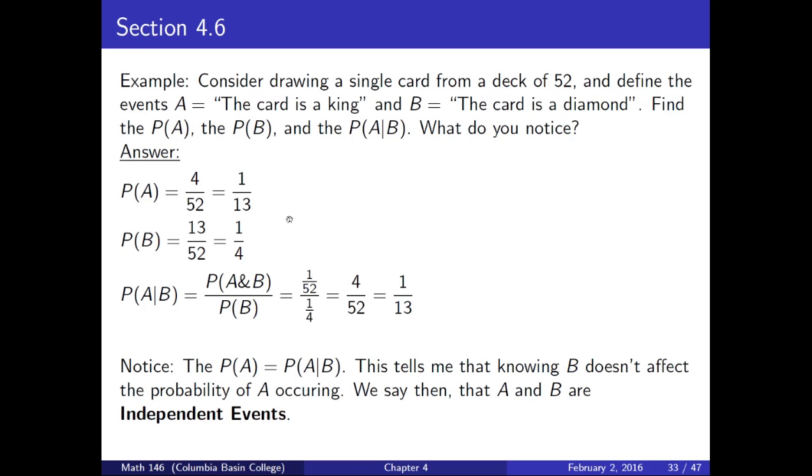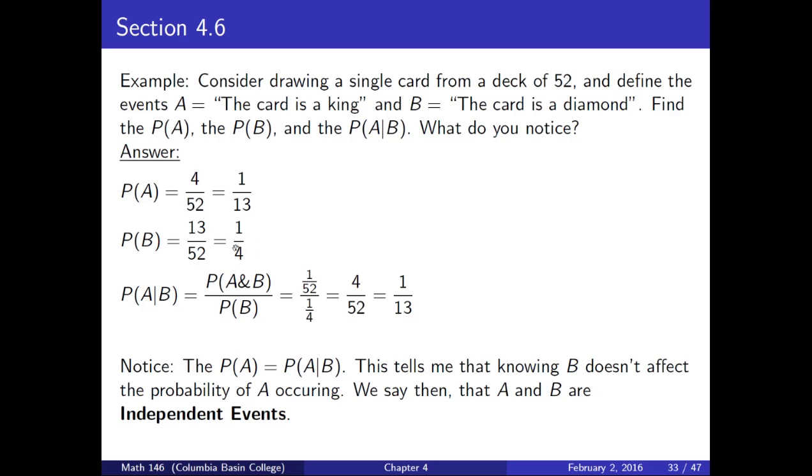Now, let's consider drawing a card from a deck of 52. Let's say the event A is that the card's a king, and the event B is that the card is a diamond. I want to look at the probability of A, the probability of B, and then the conditional probability. If we're just looking at the probability of a king, there are 4 kings out of 52, which reduces to 1 in 13. So there's a 1 in 13 chance that you get a king. If you look at the probability of B, the card's a diamond, there are 13 diamonds out of 52, which reduces to 1/4.